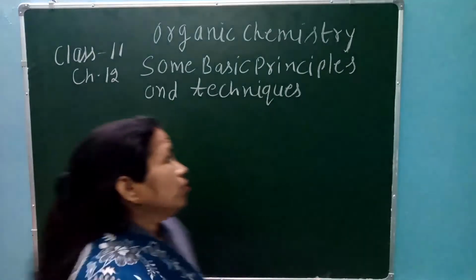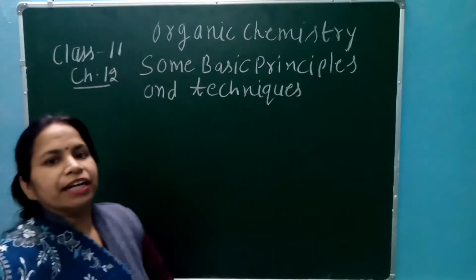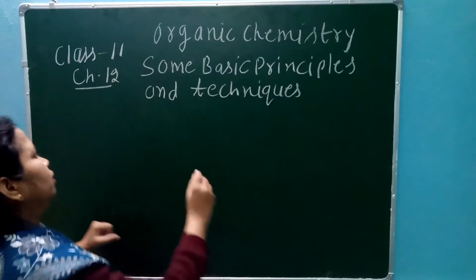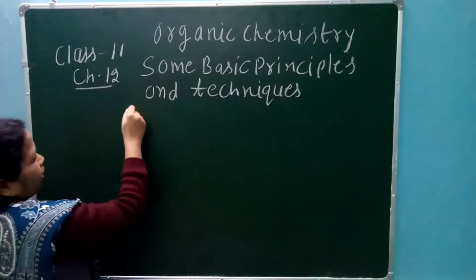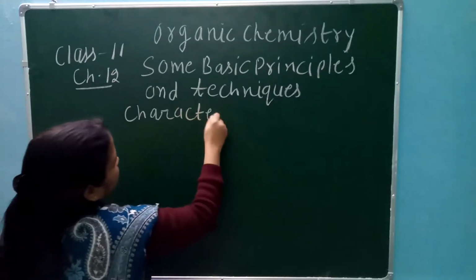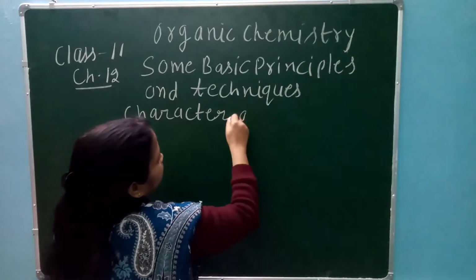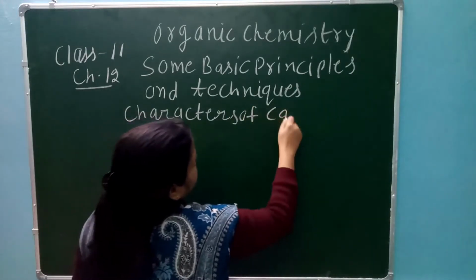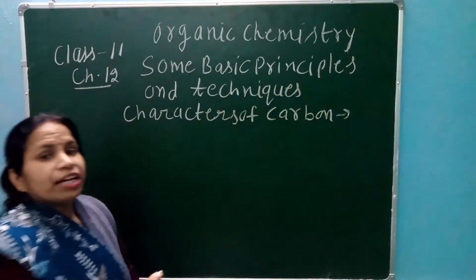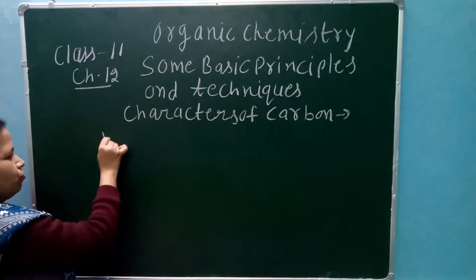Now, in continuation of chapter 12, some basic principles and techniques, we are going to start the second class. Now, characteristic properties of carbon. So why does carbon form long chains? Let's see. First point.